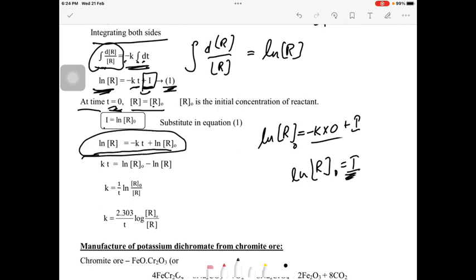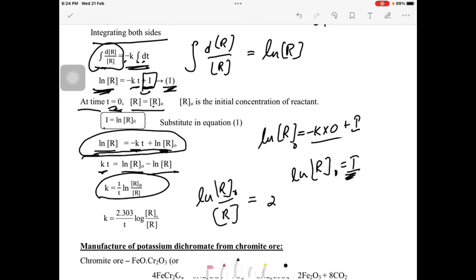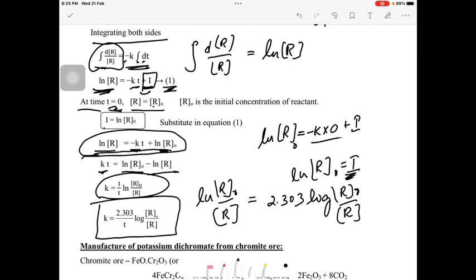Now simplify this one. Take minus kt from the left side, it becomes plus kt. ln [R]0 from the right side becomes minus ln [R]0. Rearrange that, we'll get k is equal to 1 by t ln [R]0 by [R]. Here ln [R]0 by [R] is equal to 2.303 log [R]0 by [R]. Then we'll get k is equal to 2.303 by t log [R]0 by [R]. It is for a first order reaction.